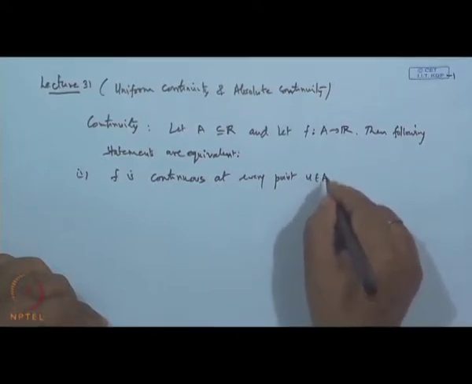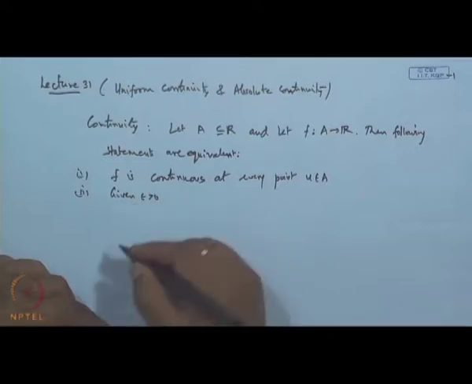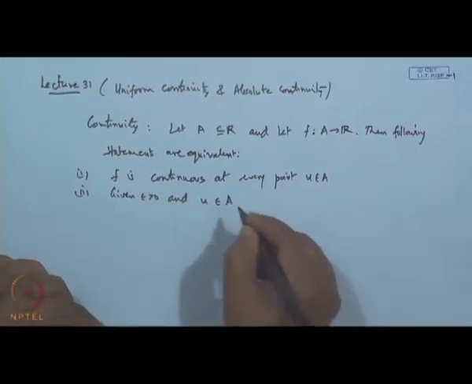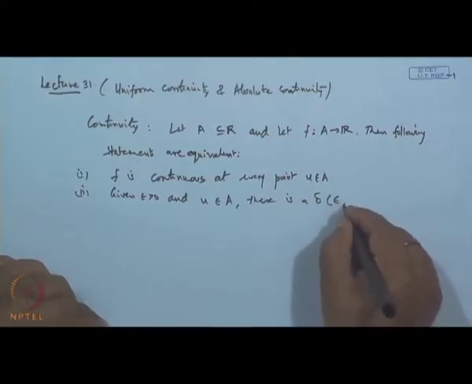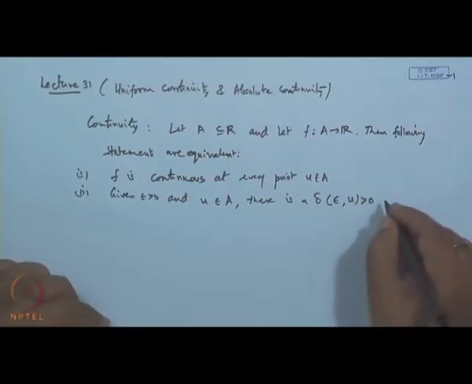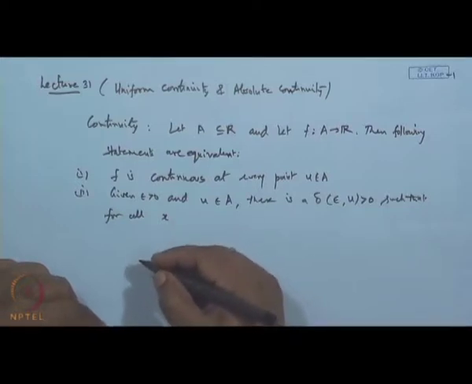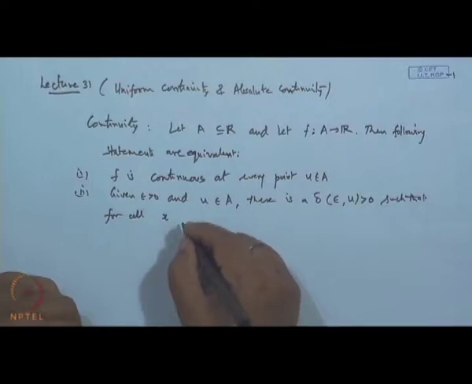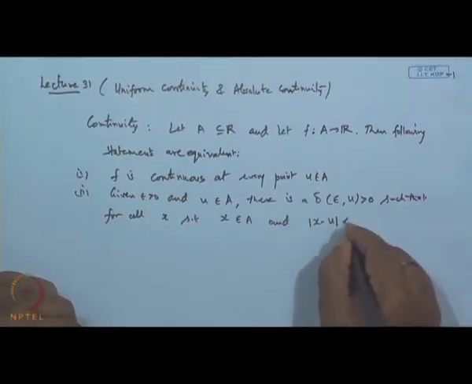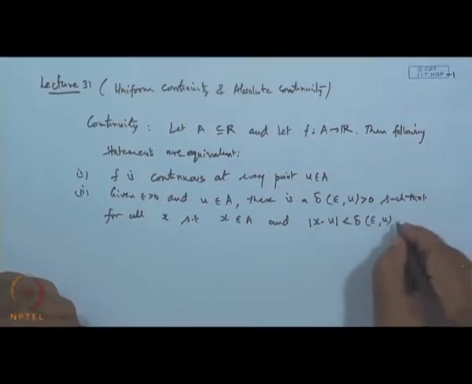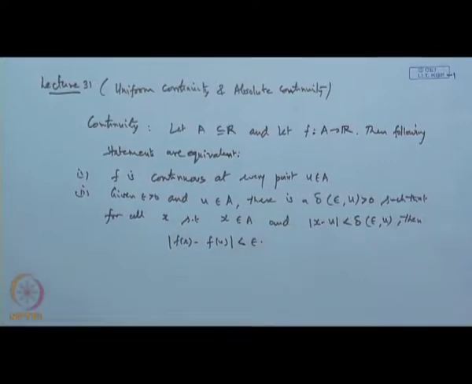u belonging to A, and the second is: given epsilon greater than 0 and u which is an element of A, there is a delta, which depends on epsilon as well as the point u, and is greater than 0, such that for all x belonging to A and satisfying the condition mod x minus u is less than delta, which depends on epsilon and u, then the mod of f x minus f u is less than epsilon. So, this we have discussed already.